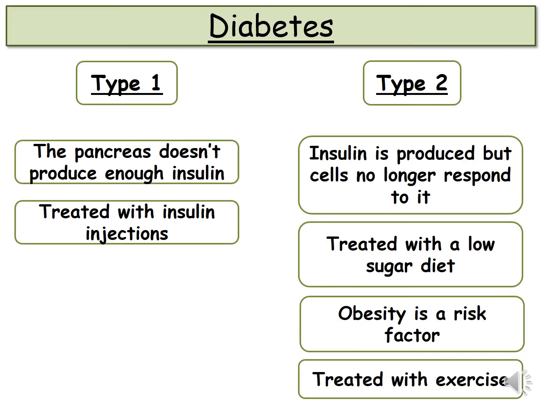To summarize, type 1 diabetes is where the pancreas doesn't produce enough insulin and it is treated with insulin injections. Type 2 diabetes is where insulin is produced but the cells no longer respond to it. It is treated with a low sugar diet. Obesity is a risk factor and it can also be treated with exercise. Another factor that may help is treating it with a low carbohydrate diet.